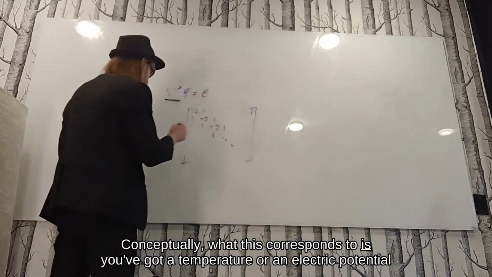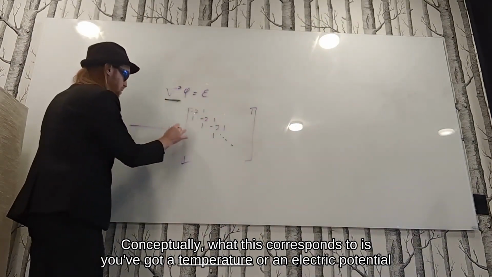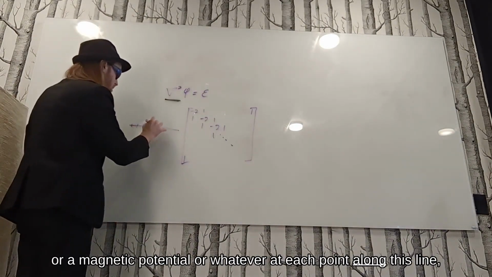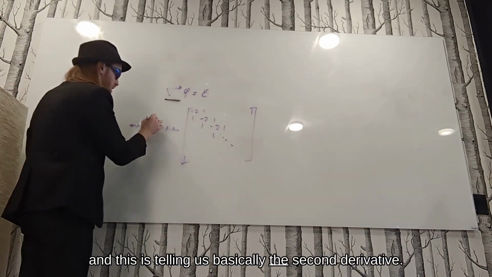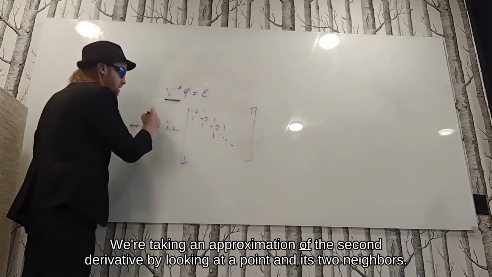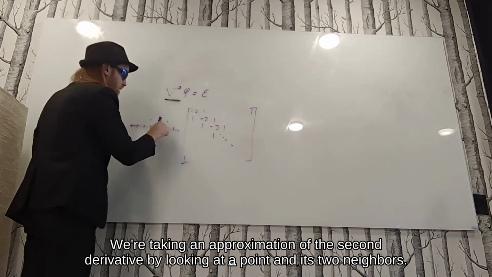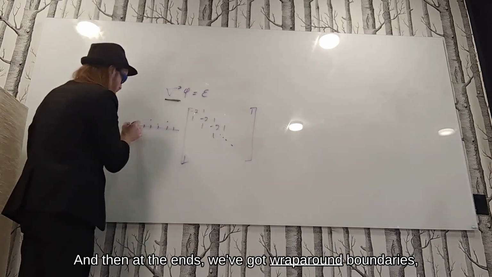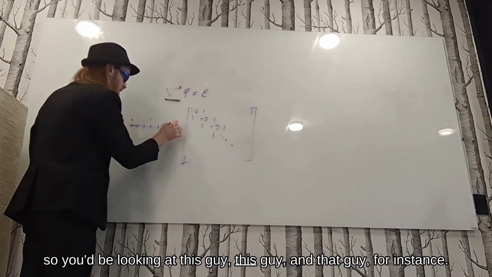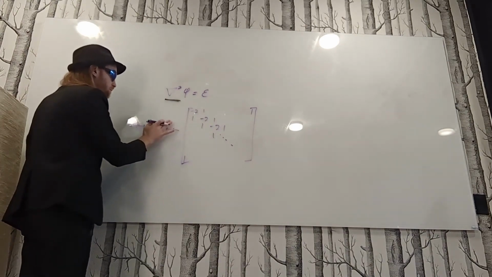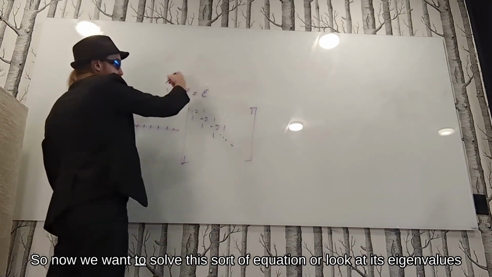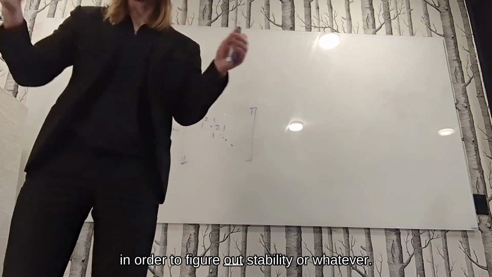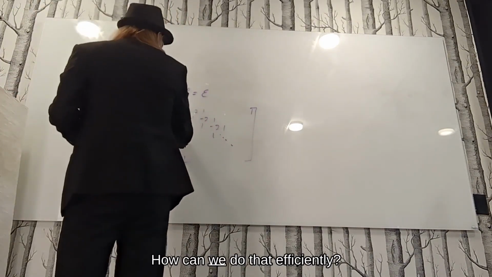Conceptually, what this corresponds to is you've got a temperature or an electric potential or a magnetic potential or whatever at each point along this line. And this is telling us basically the second derivative. We're taking an approximation of the second derivative by looking at a point and its two neighbors. And then at the ends, we have wraparound boundaries. So you'd be looking at this one, and that one, for instance. Now we want to solve this sort of equation or look at its eigenvalues in order to figure out stability or whatever. How can we do that efficiently?